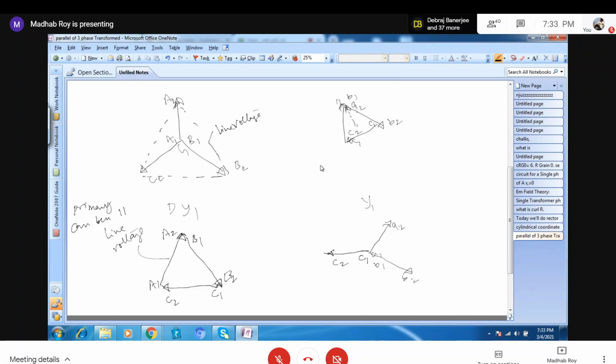So what will be the problem for secondary? There will be a problem in parallel operation. What will be the problem in secondary if we do the parallel? Can you identify what the line voltages of the secondary are? Similarly, the line voltages of the primaries are identical, so there will be no problem. But whatever the line voltage of these ones is, this is the line voltage of the secondary.